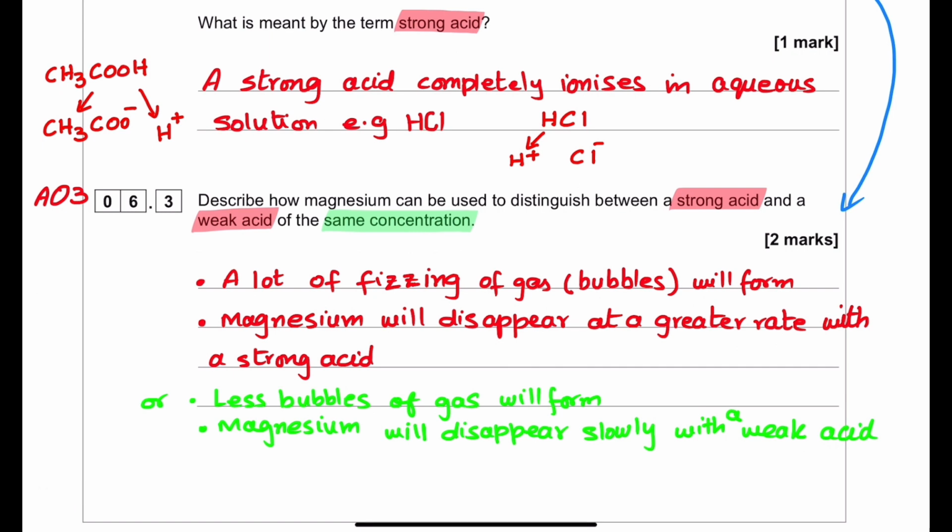When magnesium is added in the strong acid, a lot of fizzing of the gas or the bubbles will form. Magnesium will disappear at a greater rate with a strong acid. Or the student can write the other way around with the weak acid. When magnesium is added in a weak acid, fewer bubbles of the gas will form. Magnesium will disappear slowly within a weak acid. The student can use it for the strong acid or they can use it for the weak acid.